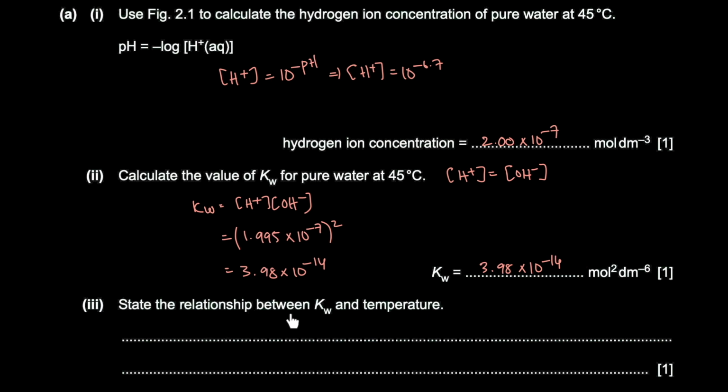State the relationship between Kw and temperature. Well, we can clearly see that Kw is increasing as temperature increases. At 25 degrees Celsius, it is 1 × 10^-14. At 45 degrees Celsius, it is almost 4 times bigger. So we can say that Kw increases as temperature increases.